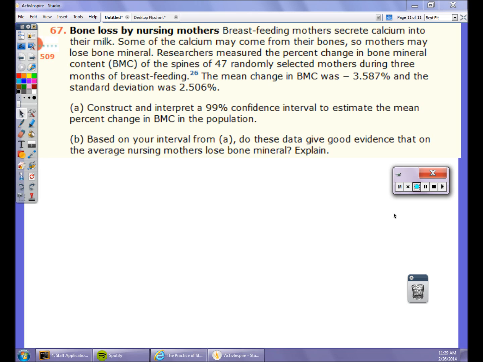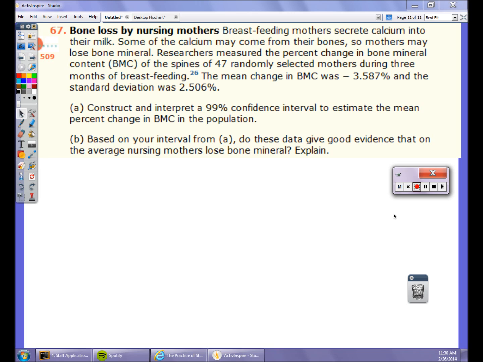Last question. I want the 99% confidence interval to estimate the mean percent change in BMC. And then based on your interval, do you think we got good evidence here to suggest that the average nursing mothers lose bone mineral? Now, I want you to think about that without doing the significance test.